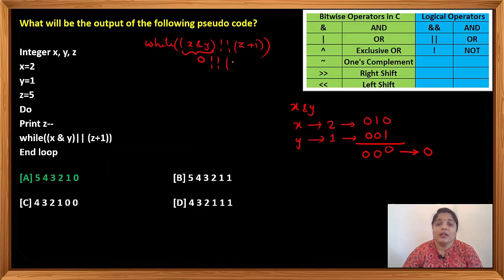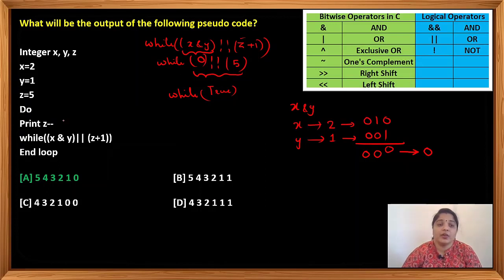Now, 0 or z plus 1. We know that z will keep on changing as the loop is evaluated. Initially the value of z is 5, so it is 0 or 5. The value of this sub-expression is true. The computer says that this is true. The while loop continues as long as the expression inside the while loop is true. Once it becomes false, the loop terminates and we come out of the loop.